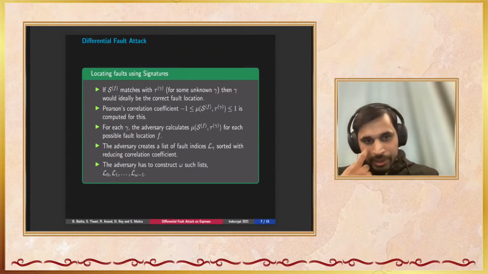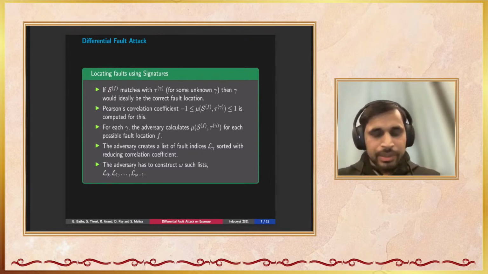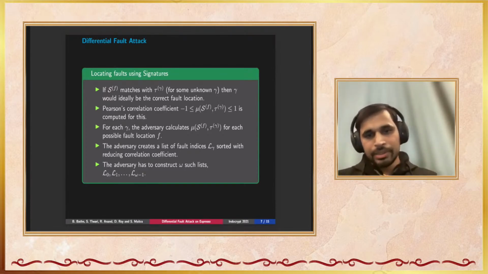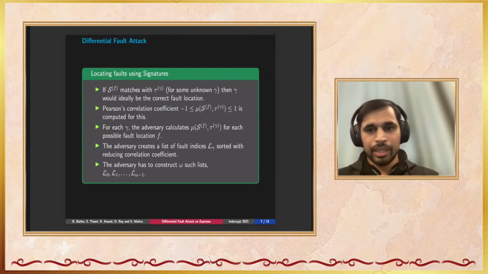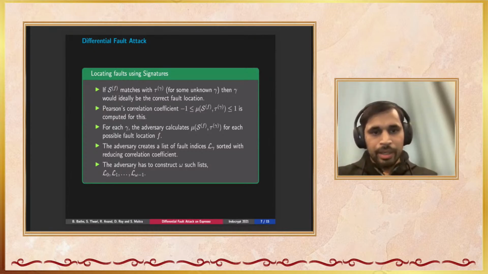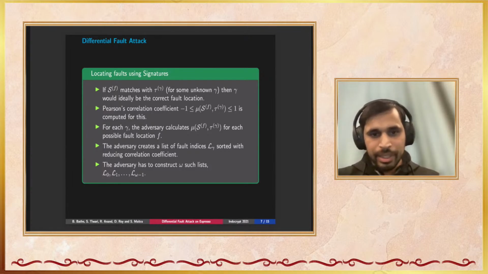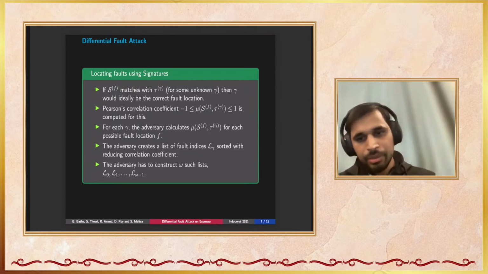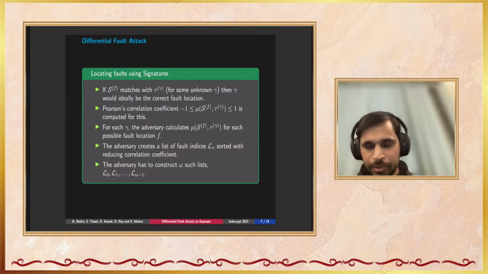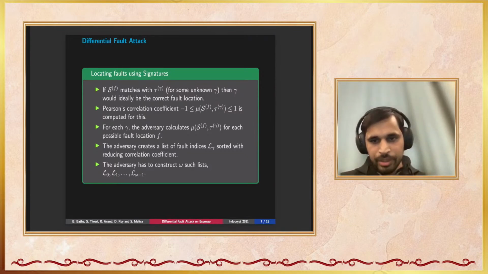Now by intuition we can say that if the signature at a certain fault F matches with the trail of a certain unknown location, then that F lambda should ideally be the correct fault location. But generally it has been assumed that sometimes this does not happen, so we have to check more times, and for that we use Pearson's correlation coefficient, and we compute this for each fault location.